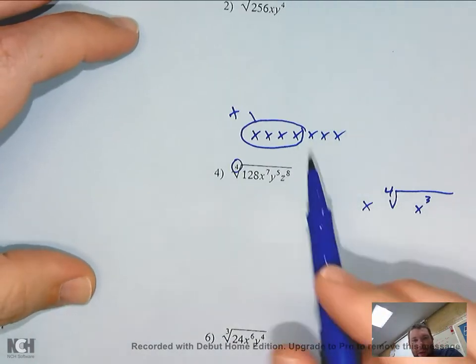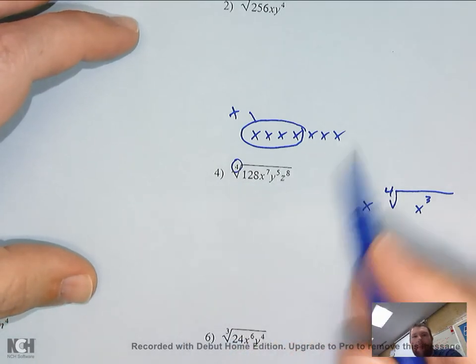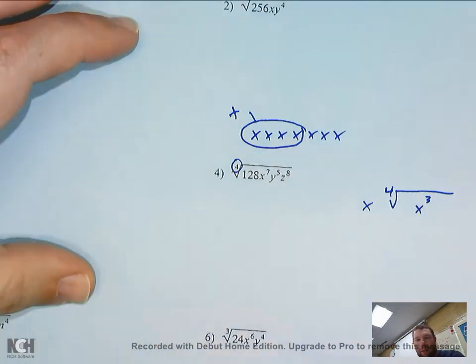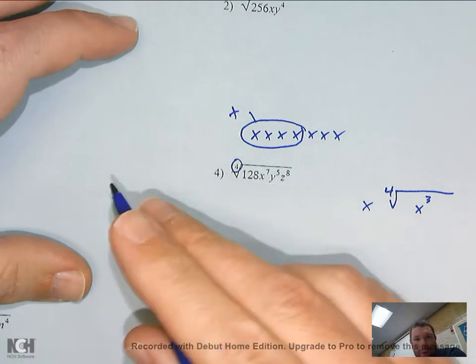So I'm going to do that with each of these individually. I'm going to do it with the numbers, I'm going to do it with the y's, I'm going to do it with the z's. Going to just break them down into groups of four, and then every group of four I pull out one.